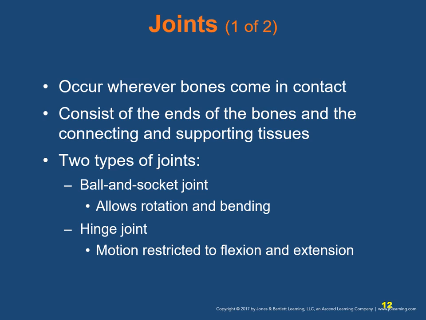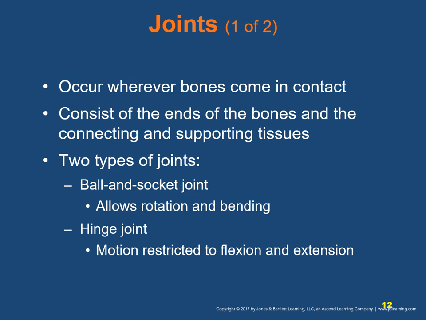Joints occur whenever bones come into contact. Joints consist of the ends of the bones and the surrounding connecting and supporting tissues. You have a symphysis, which is a joint with slight limited motion in which the bone's ends are held together by fibrous tissue. The bone ends of a joint are held together by a fibrous sac called a joint capsule.